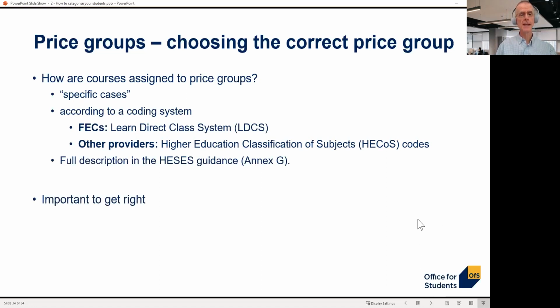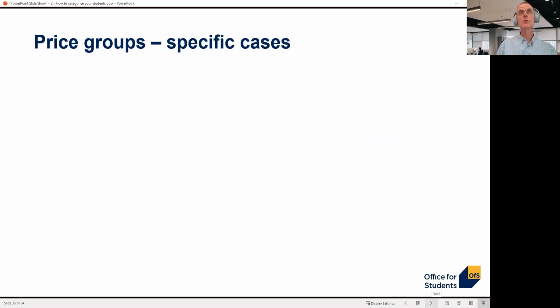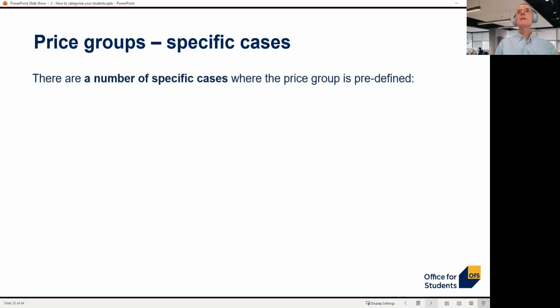Now, this is important to get right because apart from anything else, we want to get an accurate picture of your provision, and this might get queried in the data validation verification that goes on after your HESES return is submitted. So let's just spend a little bit of time on these 2 specific categories that I've outlined here. First of all, specific cases. There are certain specific cases where the price group is predefined.